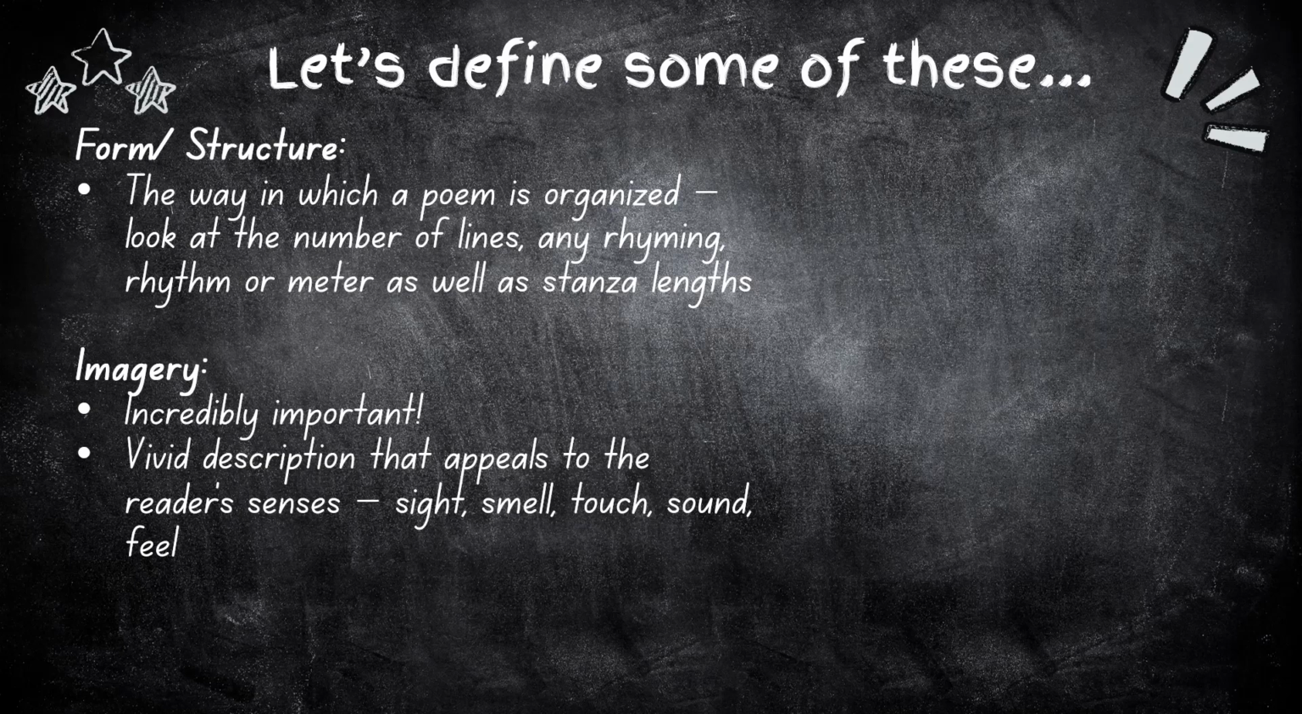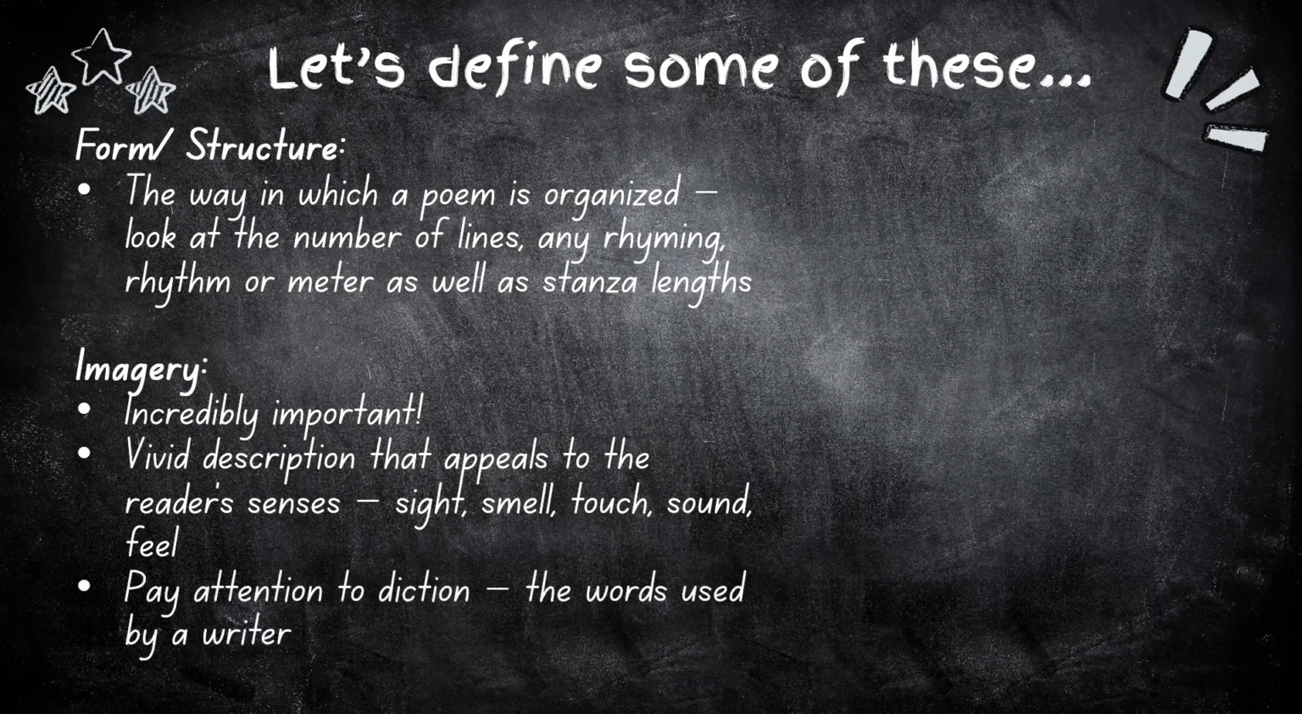So the senses that I'm talking about are the 5 senses that you learned about in primary school: your sight, smell, touch, sound, and the sense of feel. So when our writers try to appeal to these senses, it means that they are using imagery in order to convey some sort of an idea or a message, etc.